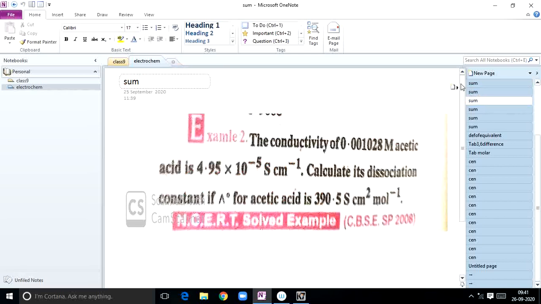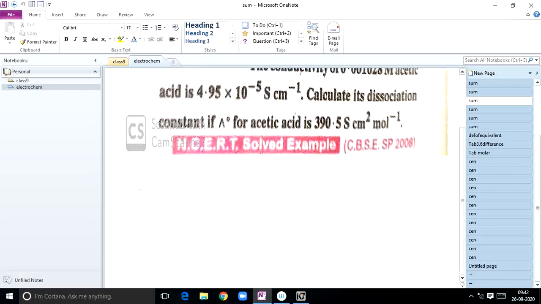The conductivity of 0.001028 molar acetic acid is 4.95 into 10 power minus 5. It is given. And now calculate the dissociation constant of acetic acid if lambda m naught of acetic acid is given. So here, what is the data given? First of all, remember the formula lambda m.